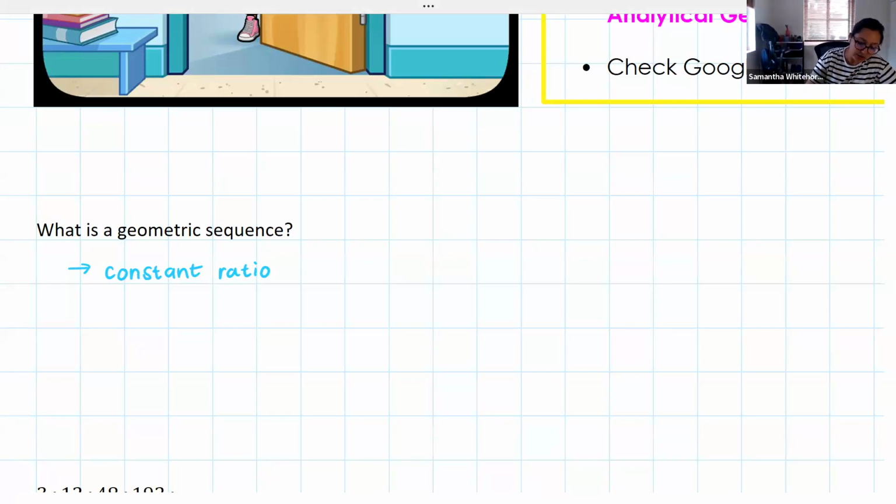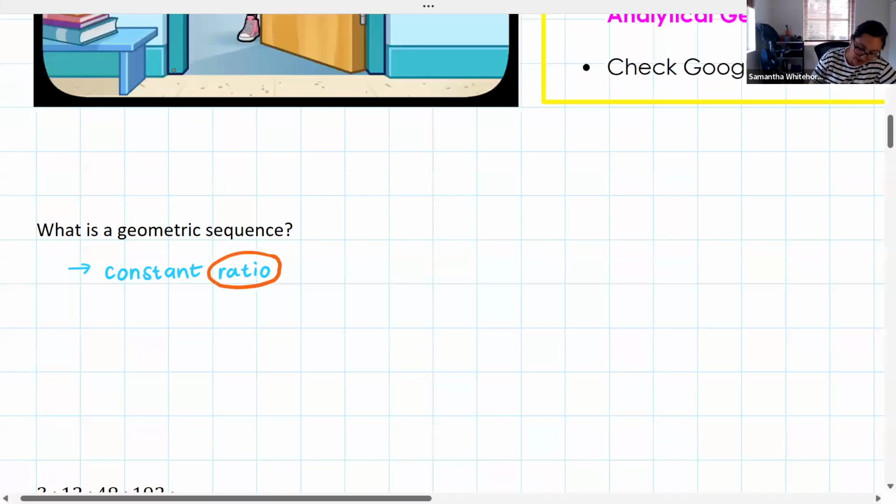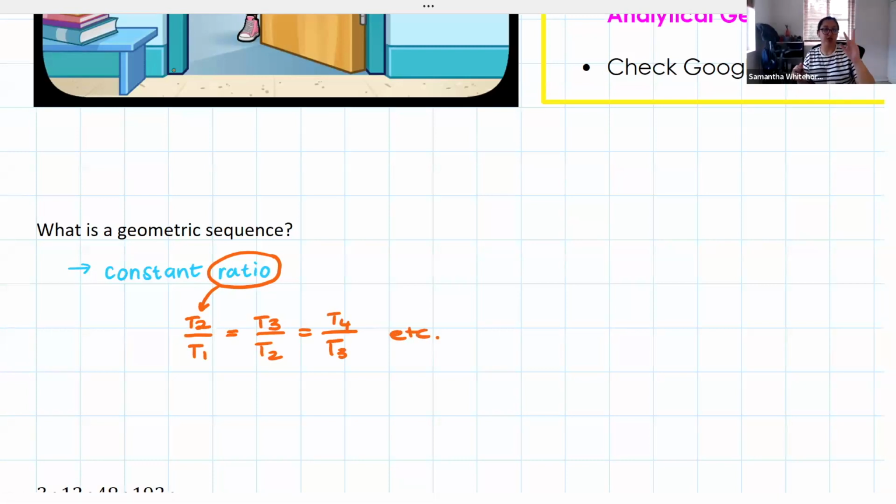Now, this constant ratio can be found depending on the information you have, but is generally found by taking term 2 and dividing that by term 1. But you could also have term 3 divided by term 2, term 4 divided by term 3, and so on. So basically you're taking two consecutive terms and finding the ratio between those terms. If you can do that and that ratio is constant, what you have is a geometric number pattern or geometric sequence.